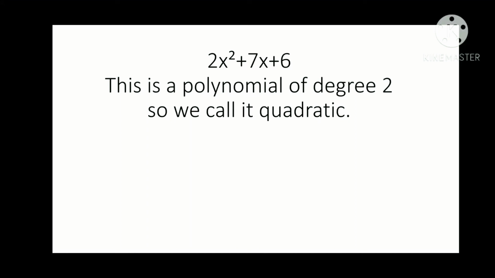2x squared plus 7x plus 6 is equal to 0. If we look at this algebraic expression, we see that this is a polynomial of degree 2. We call such a polynomial a quadratic expression.